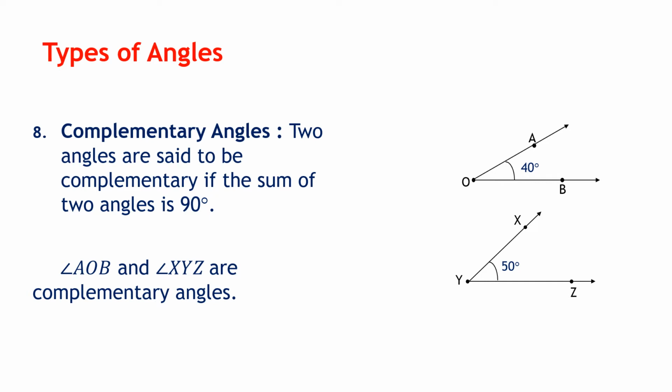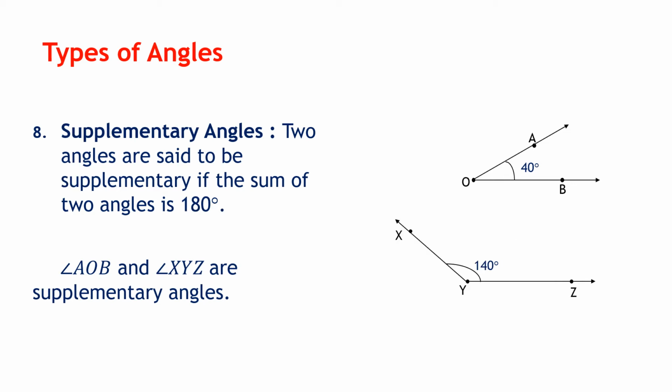So the definition is: two angles are said to be complementary if the sum of the two angles is 90 degrees. So any two angles whose sum is 90 degrees are said to be complementary angles. Remember, complementary angles are always two angles whose sum should be 90. So we have angle AOB and angle XYZ. 40 plus 50 is 90. So these two angles are complementary angles.